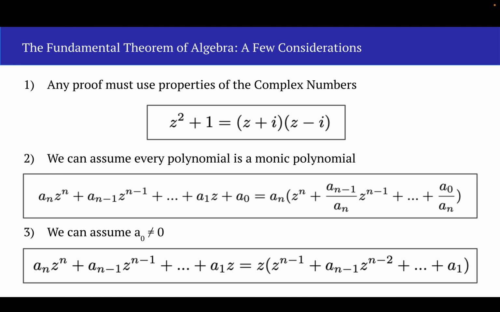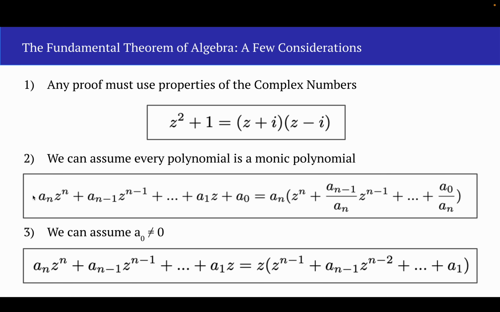We're also going to assume that every polynomial is monic. We can assume this because given an arbitrary polynomial, we can factor out the leading term and obtain a monic polynomial. And it's straightforward to show that the roots of our original polynomial are exactly those of our corresponding monic polynomial, and therefore if we prove the monic has roots, we prove that the original polynomial has roots as well.